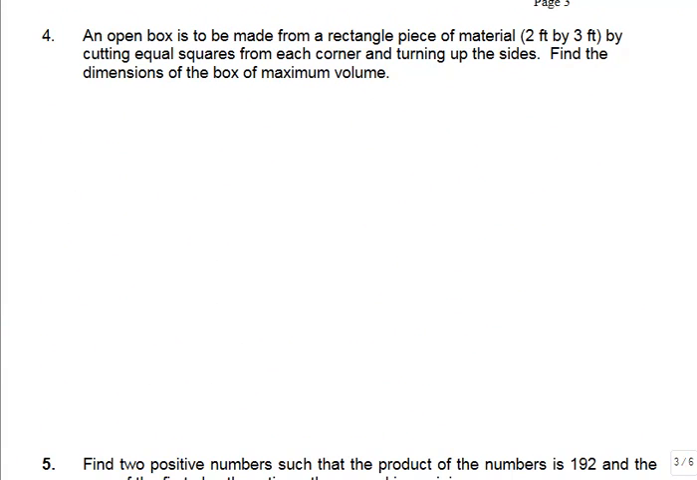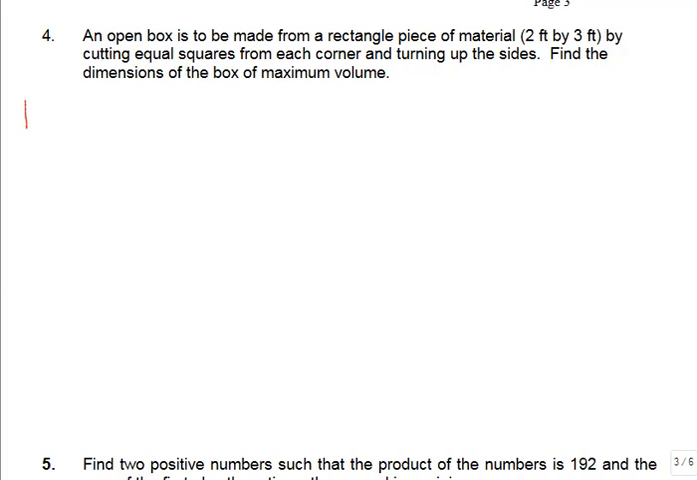All right, let's try another example. This one is another open box problem, but this one is a little bit different. What we're going to do is create an open box by taking a rectangular piece of material that's 2 feet by 3 feet, and we're going to cut equal squares from each corner and turn up the sides. And then we're going to find the dimensions of the box of maximum volume.